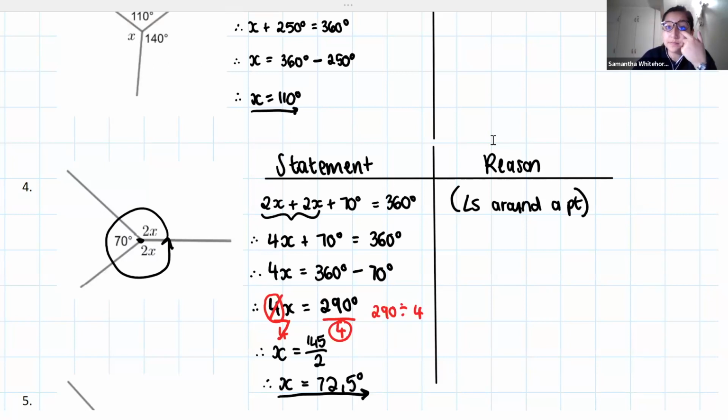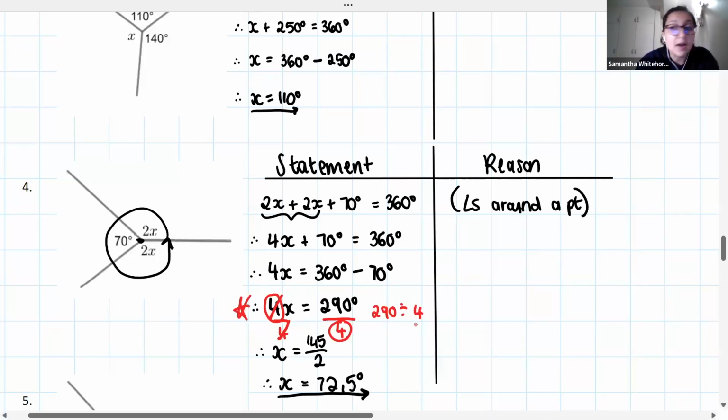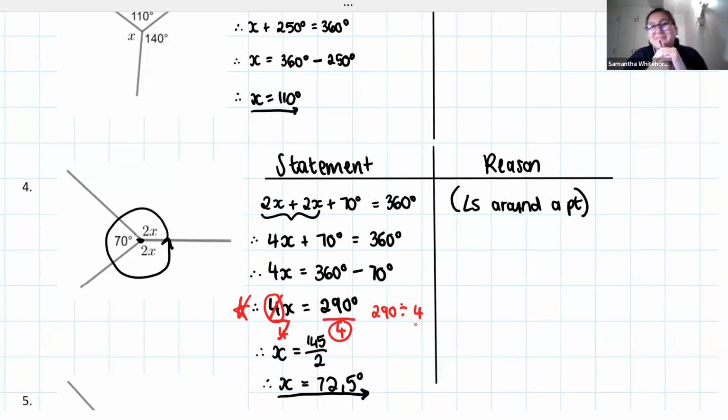Joshua. So, ma'am, why for question 4 did we divide? Because remember, I'm solving for x. So right now, what I have at this step is 4x. I don't want 4x, I just want x. So I have to get rid of that 4. Oh, okay, good. Okay, ma'am.